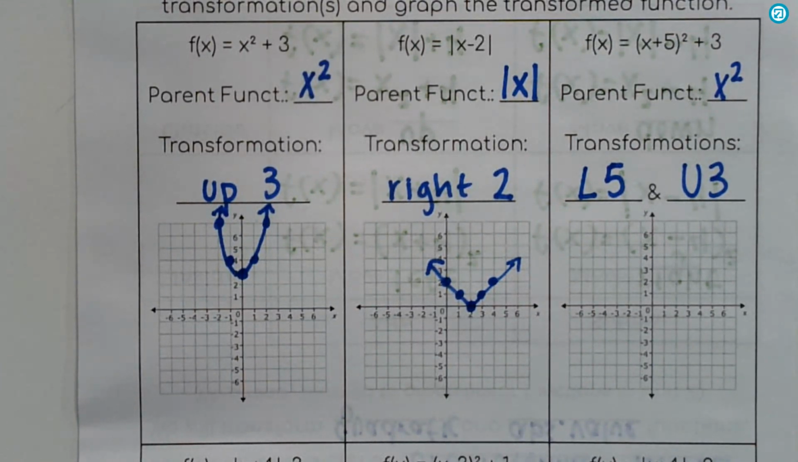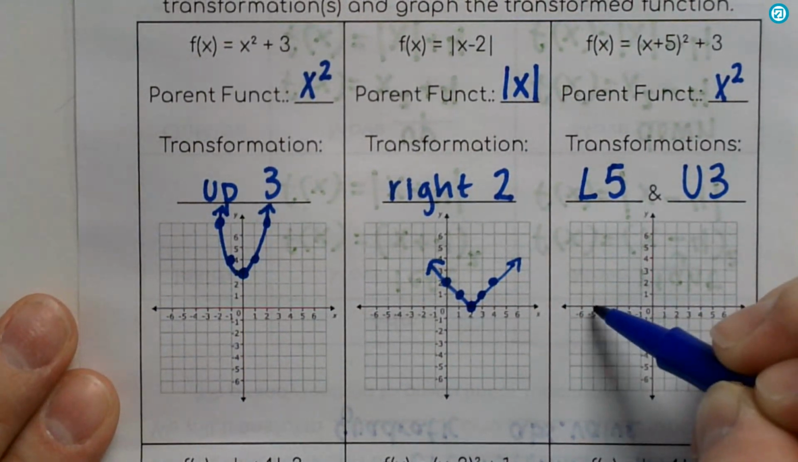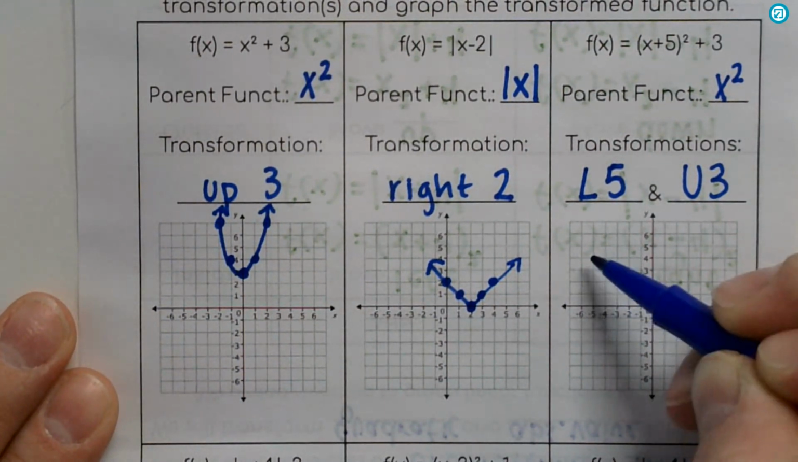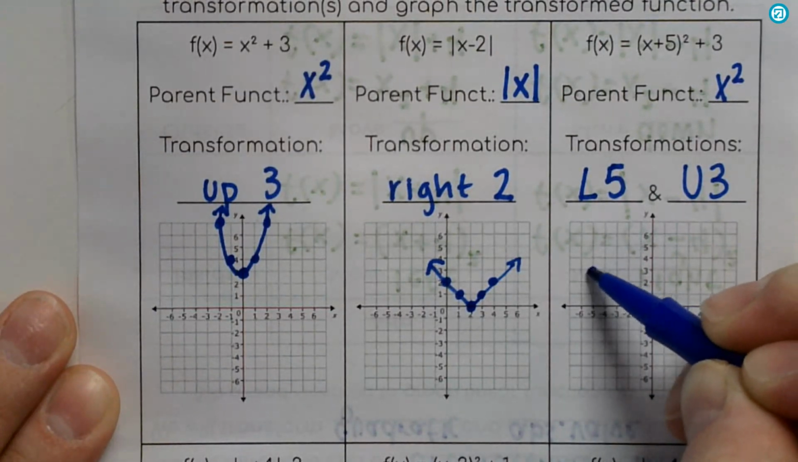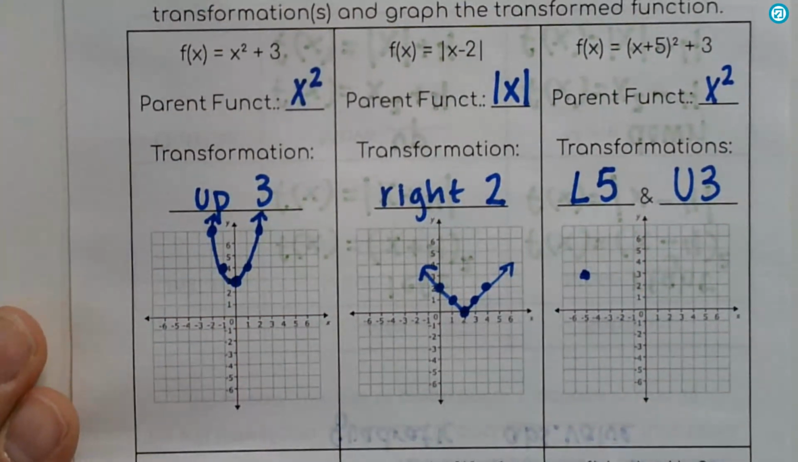Okay, so now when we are graphing this, we want to graph it all together. We don't want to try to do two things separately. So you're going to start at 0, 0. You're going to move your pencil left directly 5, then up directly 3, and then put a dot there. That right there is the bottom middle point of your graph.